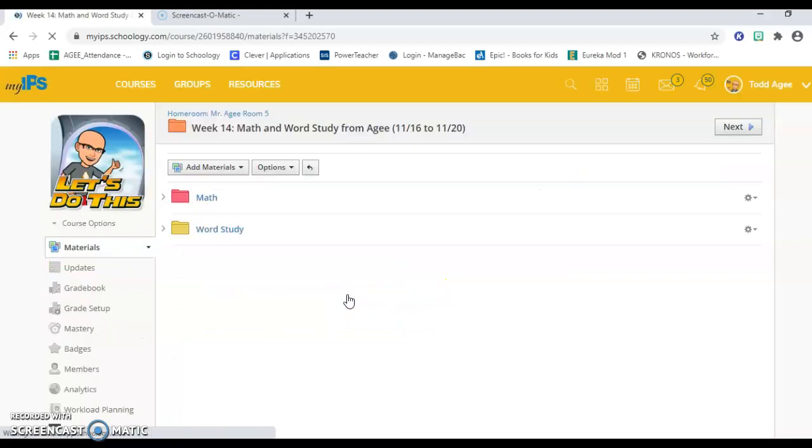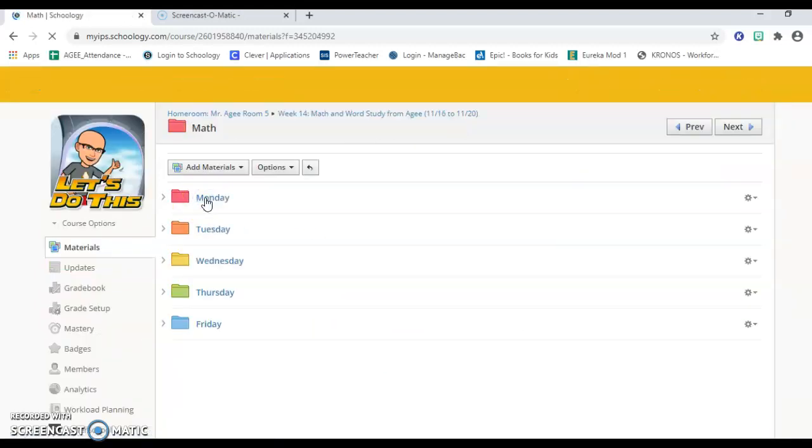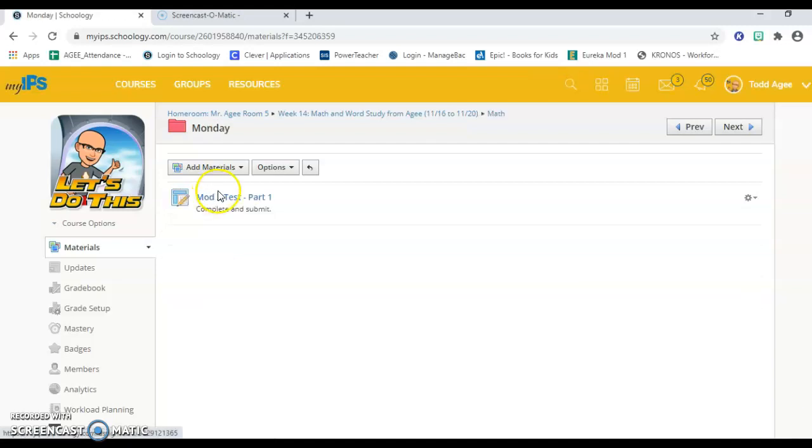You'll click into this folder, go into the math folder, go into Monday's work, and click the Mod 2 Test Part 1. That's right. The test is 4 pages. I'm going to have you do 2 pages per day. So I would like to see everyone having submitted this part of the test by the end of the day today. I think you've got plenty of time to do it in your independent work time.